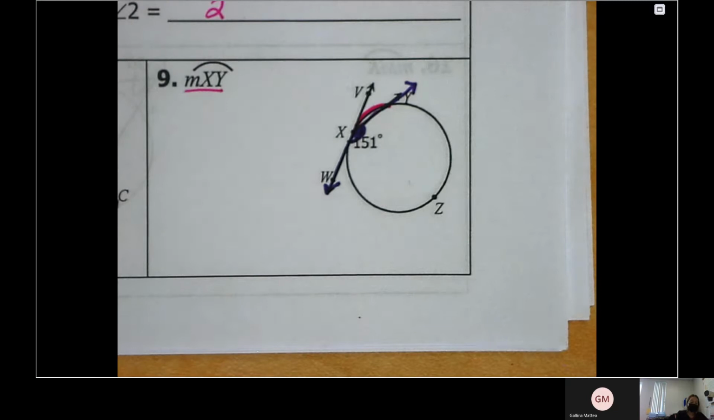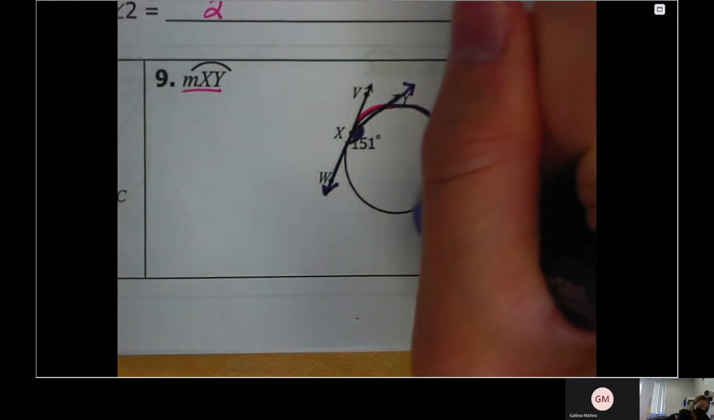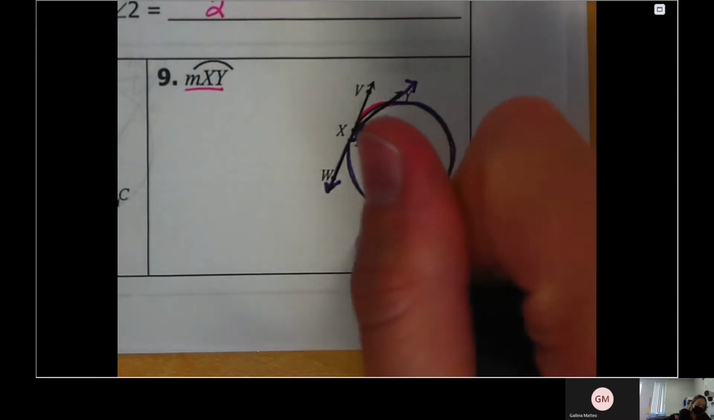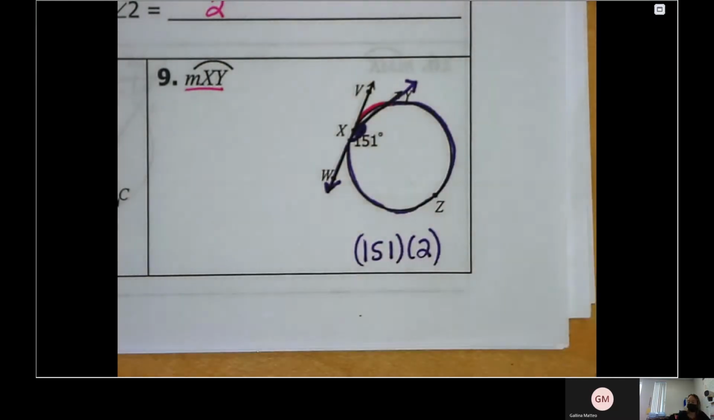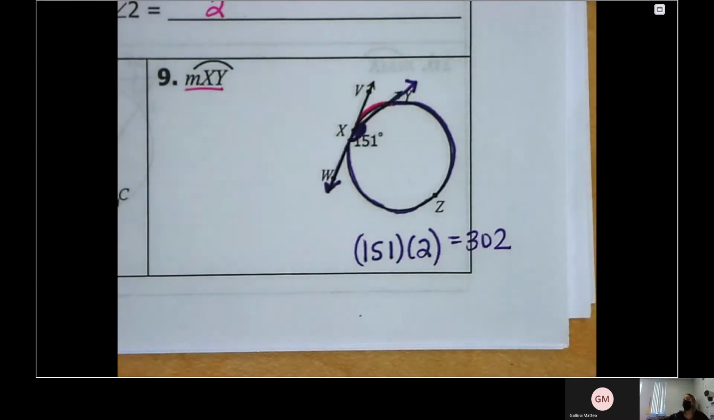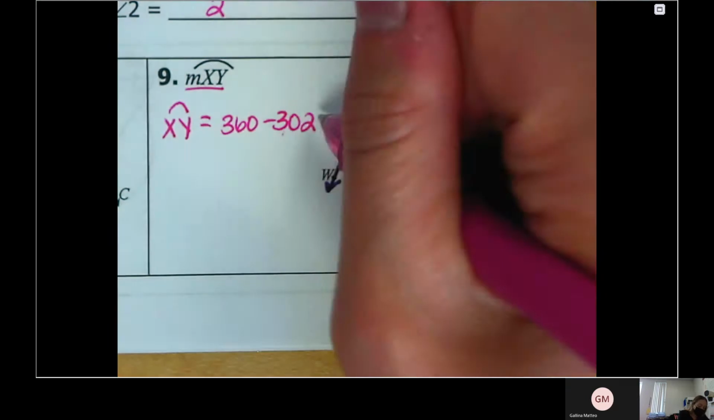Okay. So Katie's saying, hey, this is 151. I can figure out this arc over here by multiplying that by 2, right? Because it's the angle. I want to get to the arc. So you could multiply 151 times 2. And you get what? Well, that whole thing is 302. And then you can take 302 away from 360 to get what's left over. Okay, that's one way to do it.